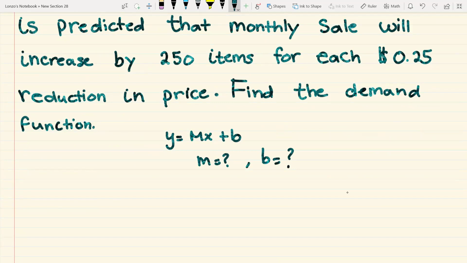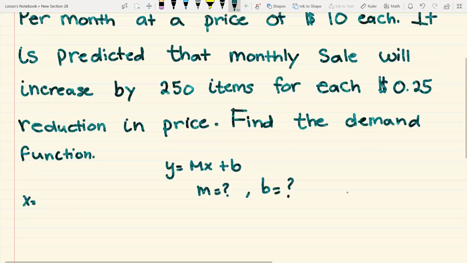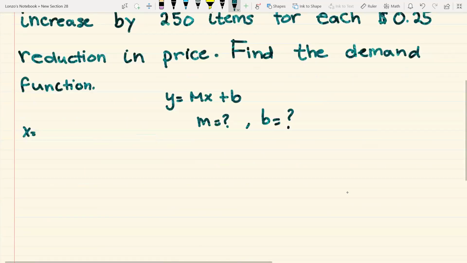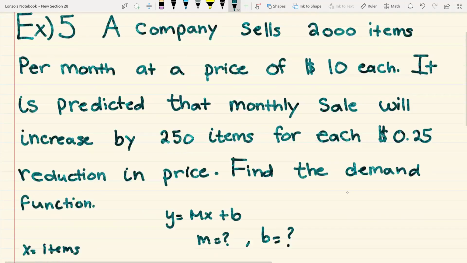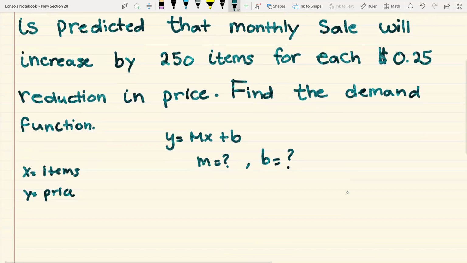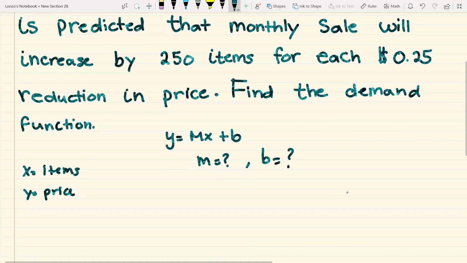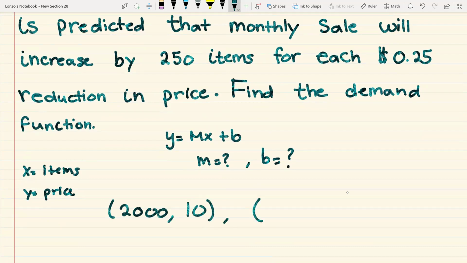The x coordinate would be the items, and then the y coordinate would be the price. So the first piece of information: a company sells 2,000 items per month at a price of $10 each. So how would I write that as a coordinate? If our x is items and our y is price, it could be expressed as (2,000, $10).